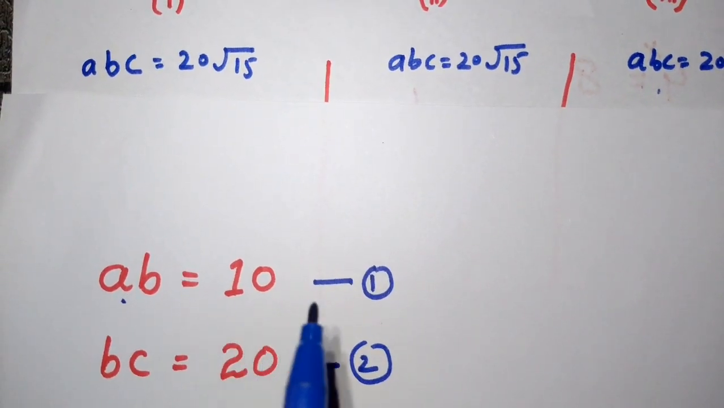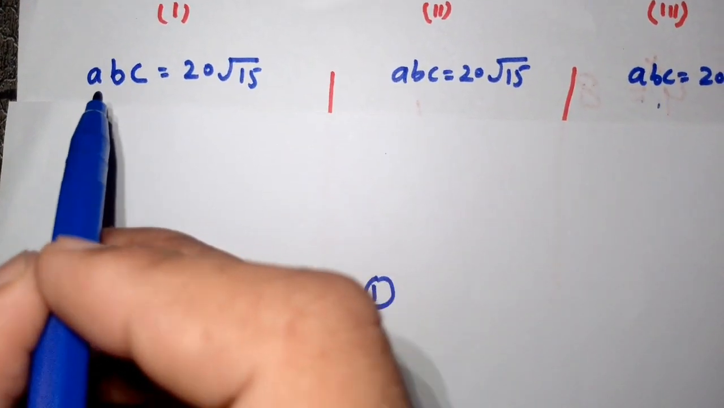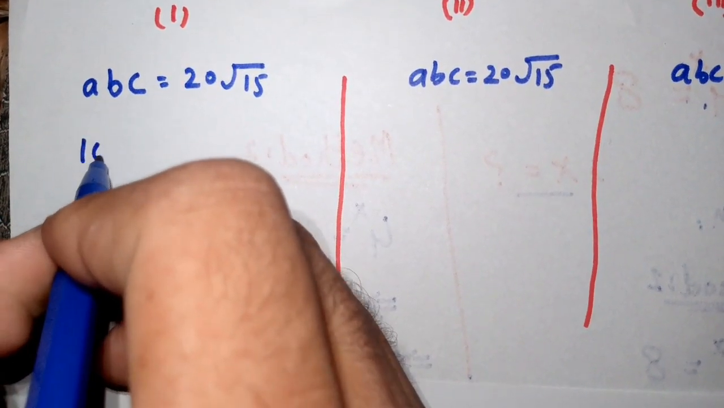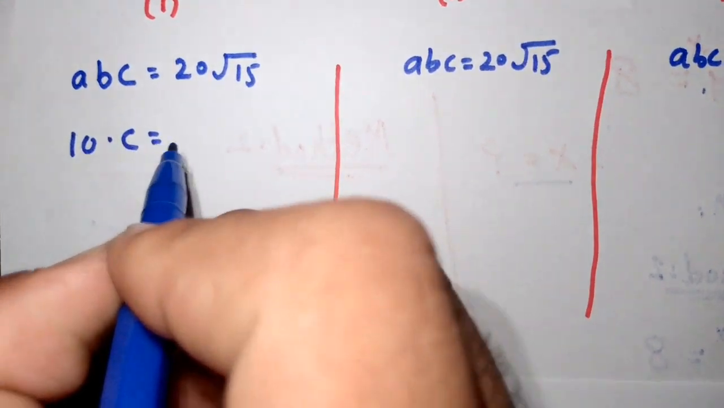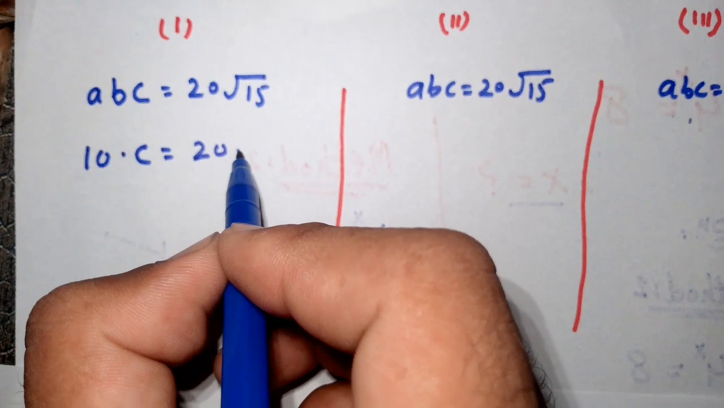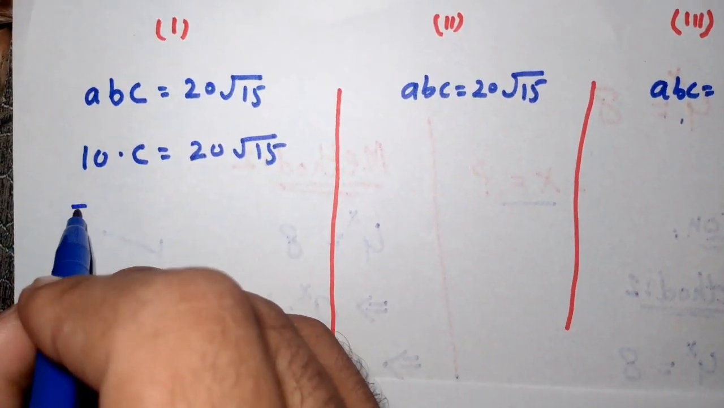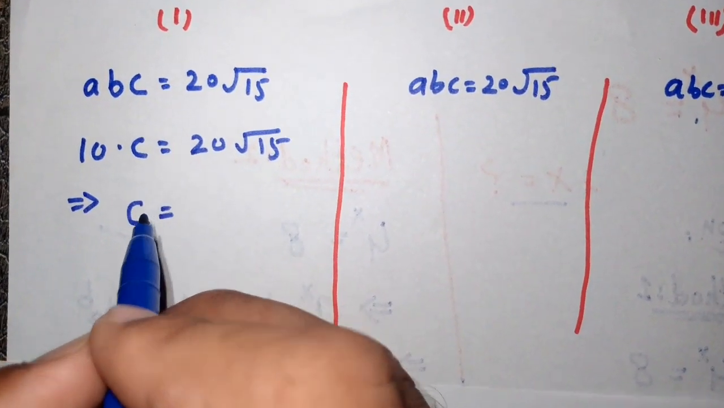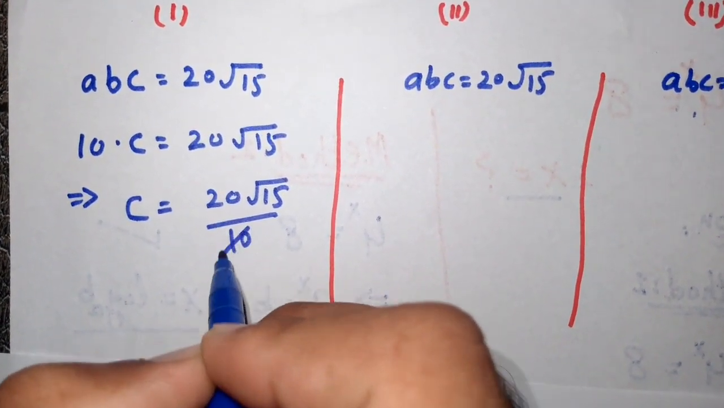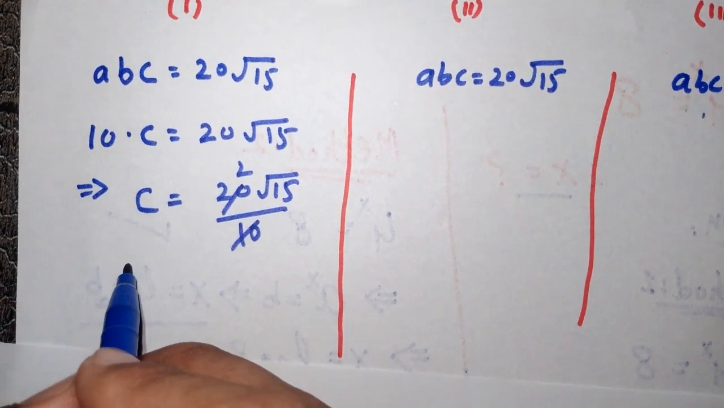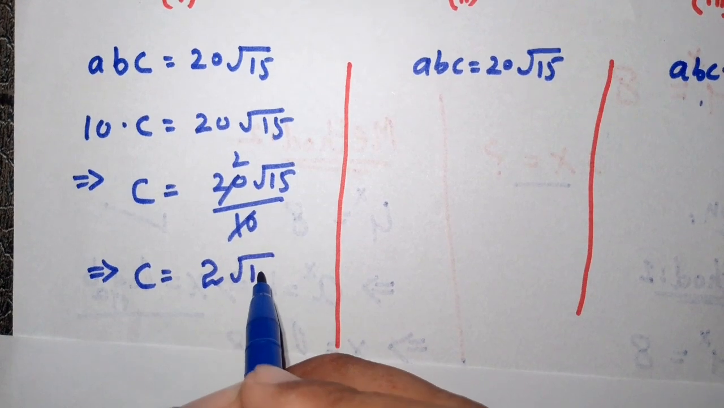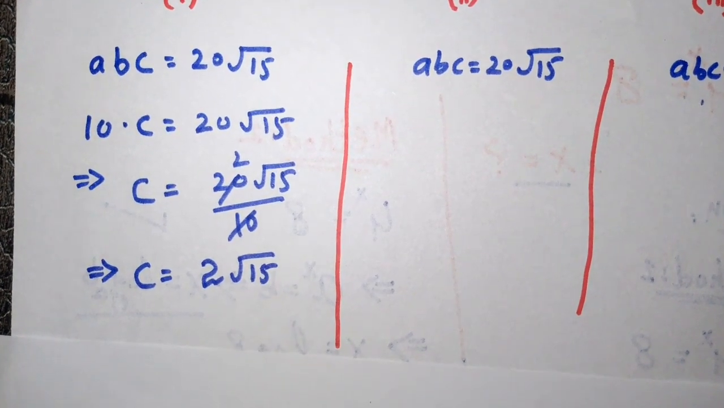Look at equation 1, that is AB is equal to 10. So we have to put the value of AB here, that is 10. So 10 multiply C is equal to 20 square root of 15, and C is equal to 20 square root of 15 divided by 10. 10 twos are 20, so C is equal to 2 times square root of 15.